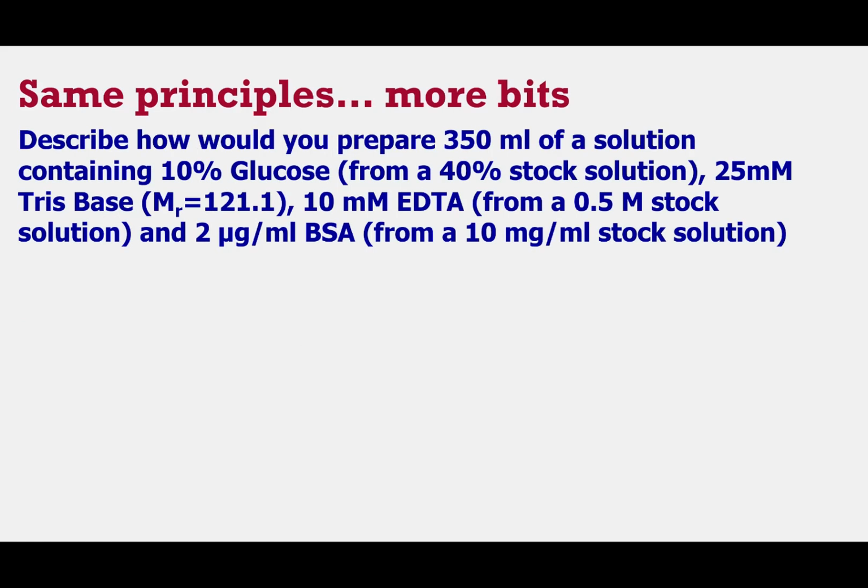Describe how you would prepare 350 millilitres of a solution containing 10% glucose when you've got a stock solution of 40%, 25 millimolar tris base made from solid, and you're told that the relative molecular mass is 121.1, 10 millimolar EDTA from a 0.5 molar stock, and 2 micrograms per mil of bovine serum albumin from a 10 mg per mil stock solution. It looks quite complicated compared with the sorts of calculations that we considered in episode 3, but actually, if you break it down, there are simply 4 different calculations to do within this.